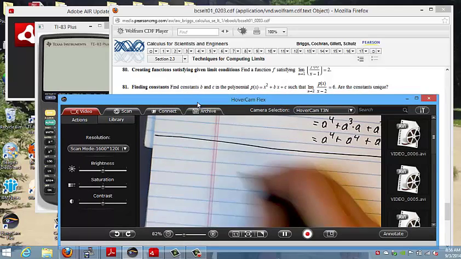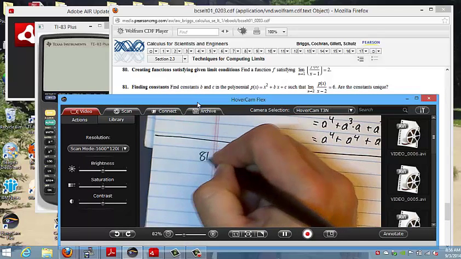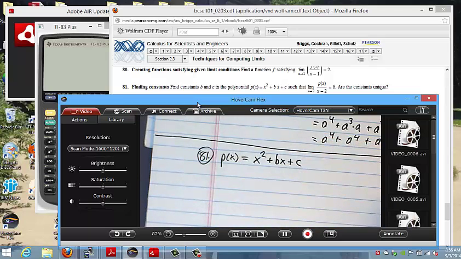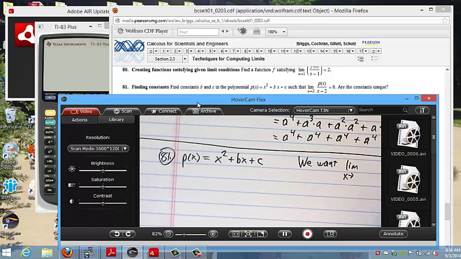P of x for 81 is a polynomial x squared plus bx plus c. What do we need? We need the limit as x approaches 2 of this polynomial divided by x minus 2. Is this limit supposed to exist? Yeah. It's supposed to exist and actually equal 6.